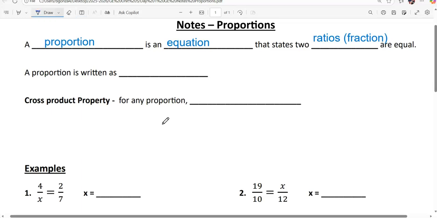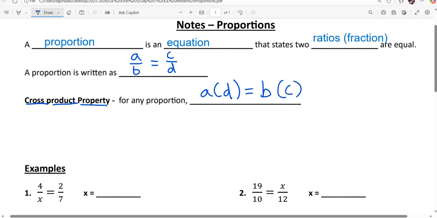Now, how do you write a proportion? If you have something A divided by something B, equal sign, something C divided by something D. A over B equals C over D. That's an example of a proportion with variables. And if that's the case, then you do what's called the cross product property. That means A times D is going to equal B times C.